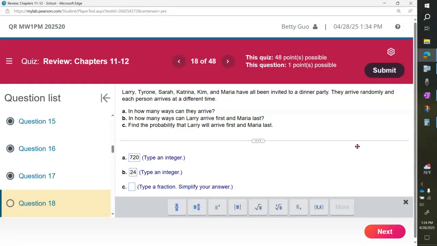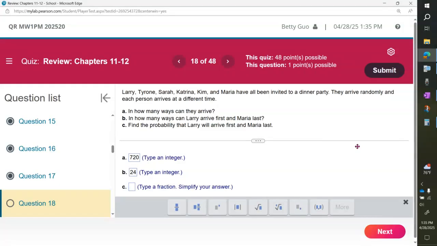The numerator is the number of ways to make the result occur. The result is Larry first, Maria last, right? And how many ways to make that happen? 24 different ways. So 24 from part B is the numerator. Part C is 24 divided by 720, the answer in part B divided by the answer in part A.